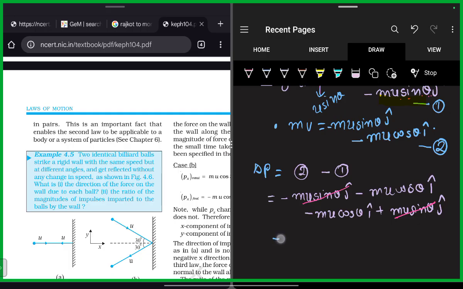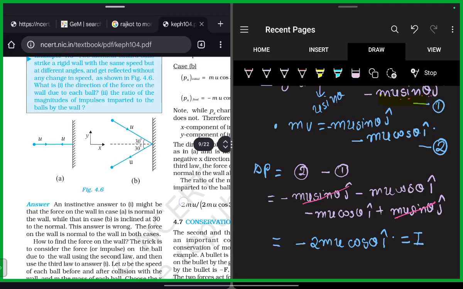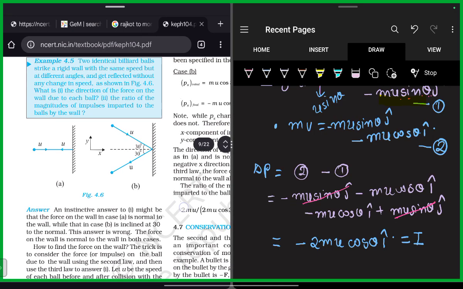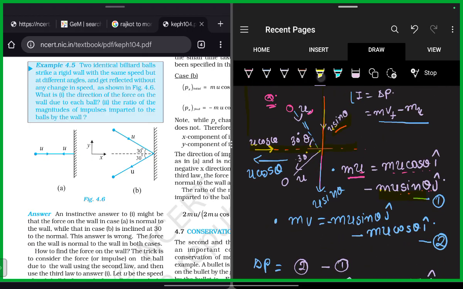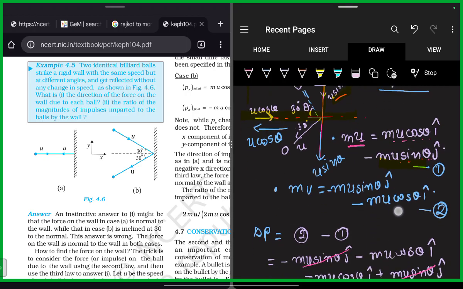So the final thing is this, that the change in momentum is minus mu cos theta i cap. That is our impulse imparted by balls on the walls. Yes or no? Got it, sir. So that is what they asked, right? The direction of the force on the wall due to each ball. It is in minus i cap direction, as you can see. That means in this direction. Sir, impulse is also a vector quantity, right?